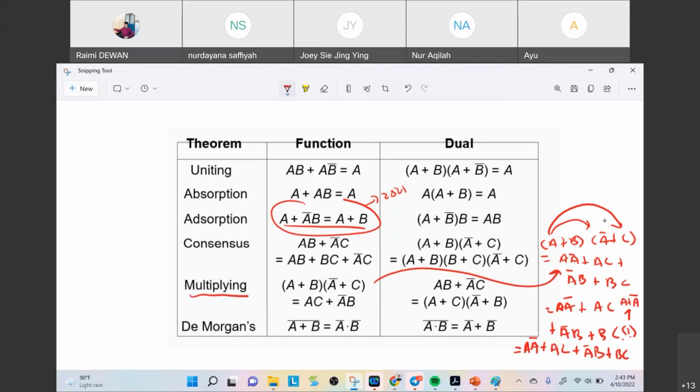This one is it? Okay. So then solve at the end, you get this one, right? Okay, you get AC plus A bar B.